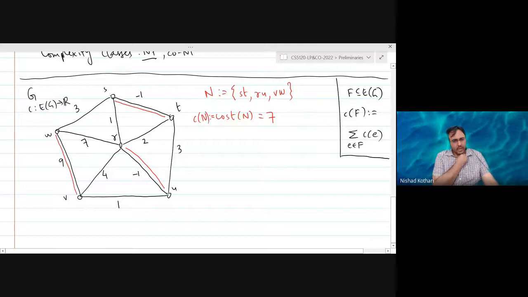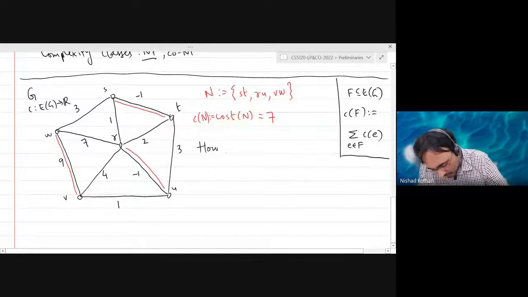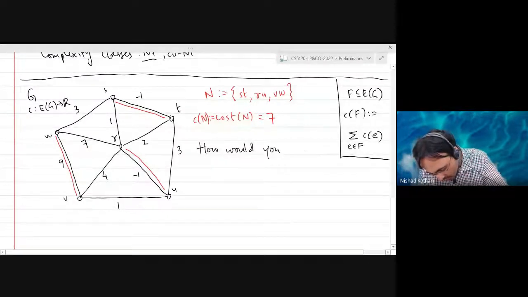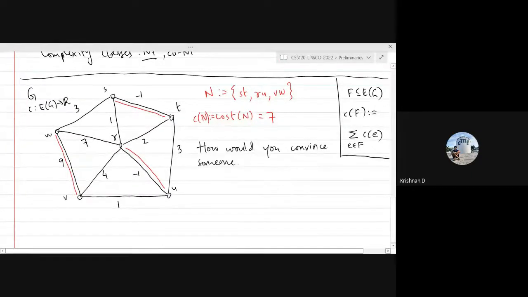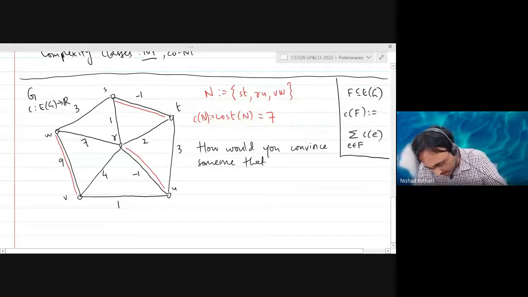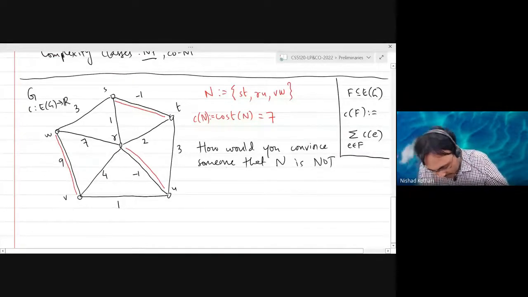Okay. So I prepared this example, which is why I know that this is not a minimum cost perfect matching. But I want to ask you, how would you convince someone that this is not a minimum cost perfect matching? Showing them another matching which has a lesser cost. Exactly, exactly. So that's exactly the answer I'm looking for.